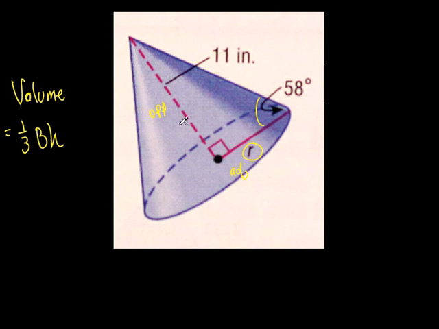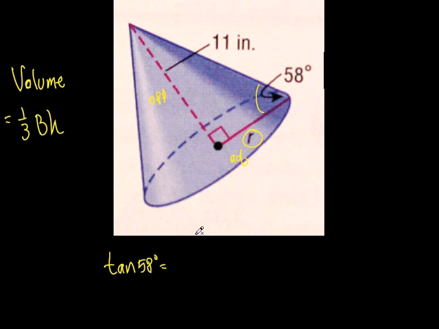So what trig function uses opposite and adjacent? That would be the tangent. So we're going to take the tangent of 58 degrees. Aren't you glad you remembered all this stuff? I hope you remembered it. We went through it quite a bit in that chapter. So anyway, here we go. Tangent of 58 equals opposite over adjacent.